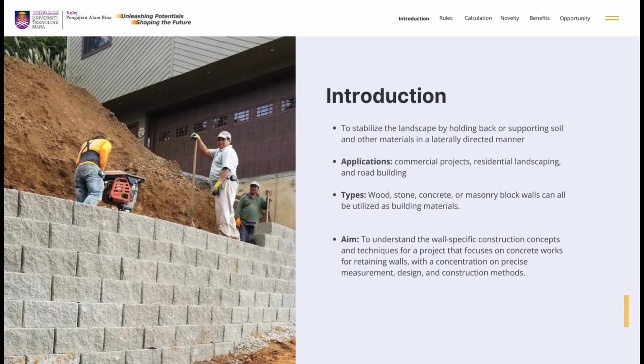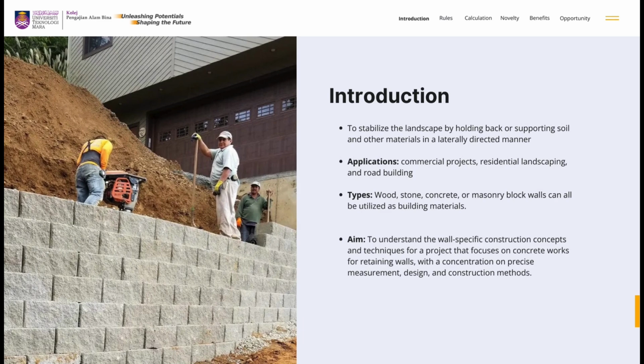A retaining wall functions to stabilize the landscape by holding back or supporting soil and other materials in a laterally directed manner. This can be applied in commercial projects, residential landscaping, and road building. The type of retaining wall is wood, stone, concrete, or masonry brick. Walls can all be utilized as building materials.